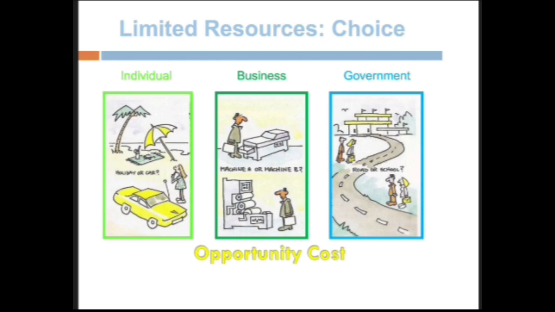Whatever you lose is called opportunity cost. This choice of course comes with a price. The price of losing something is called opportunity cost. Like a government that has a hospital or a road: if it builds a hospital, of course they have to give up the land for the road.